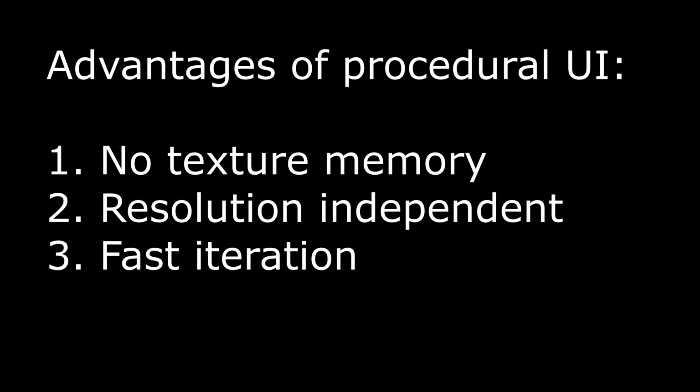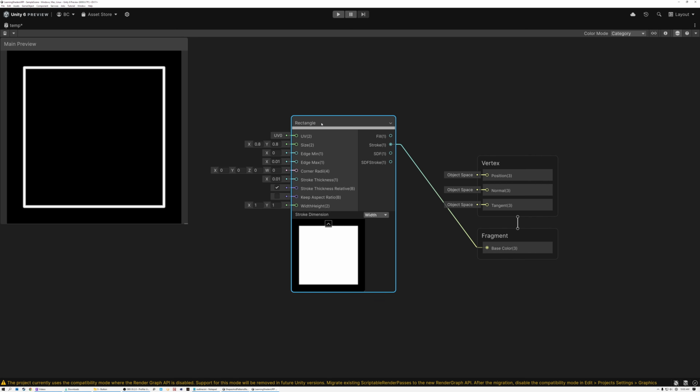And third, it's really fast to iterate and adjust because you don't have to jump out of your game engine to Photoshop or other image editing software and re-import the textures. You can just make all of your edits directly in the editor in real time. There are some other advantages too, but that's enough talking for now. Let's get in and make the button.